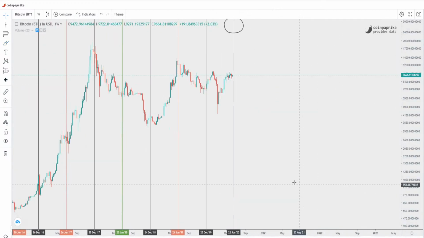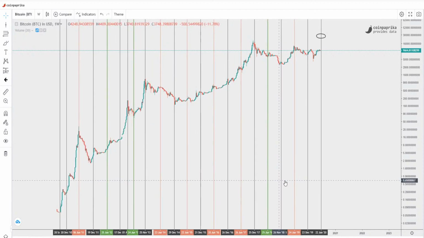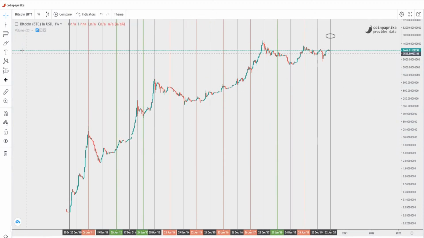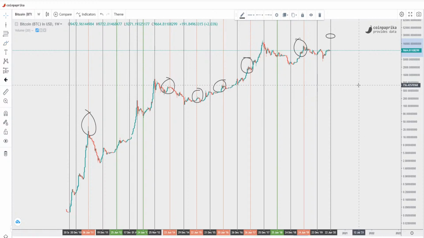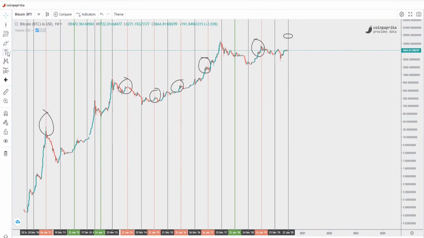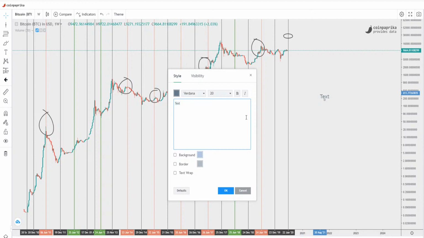I will leave this one here with a neutral color. And now let's take a quick look to see how many times we had a friendly or a bearish pivot. So we have 1, 2, 3, 4, 5, 6. Let me take note here. So 6 falls.